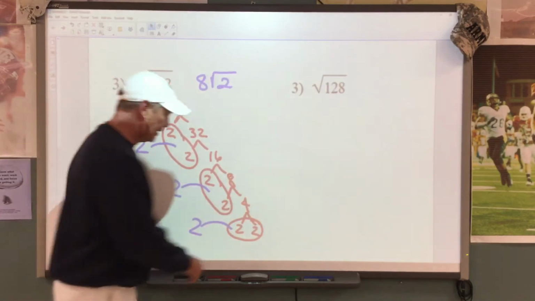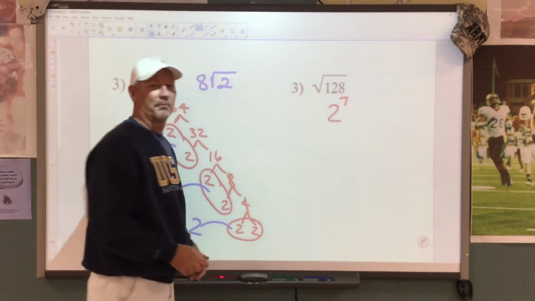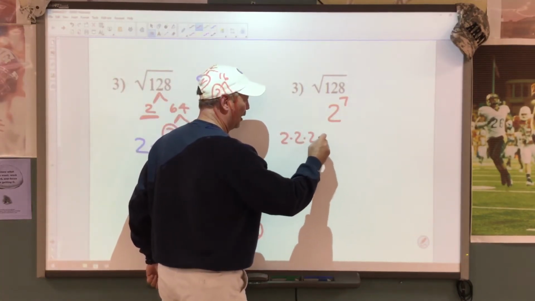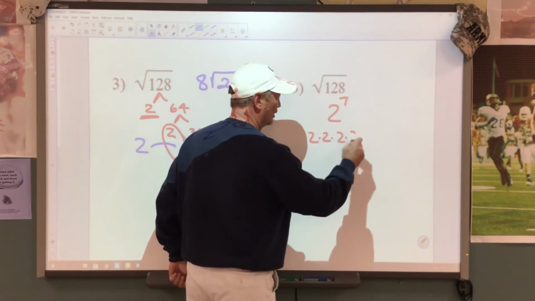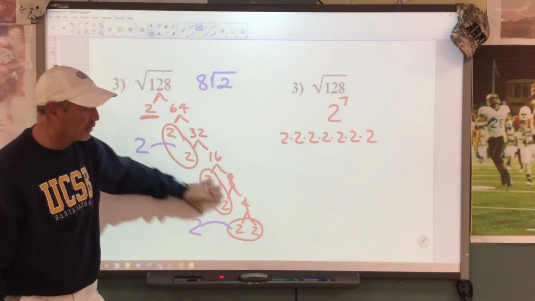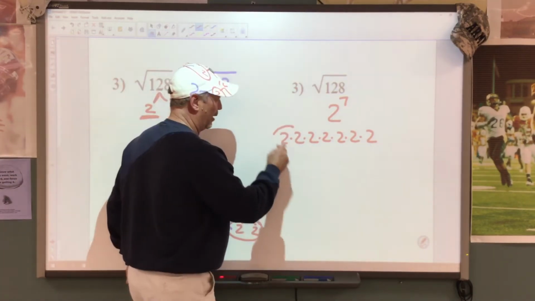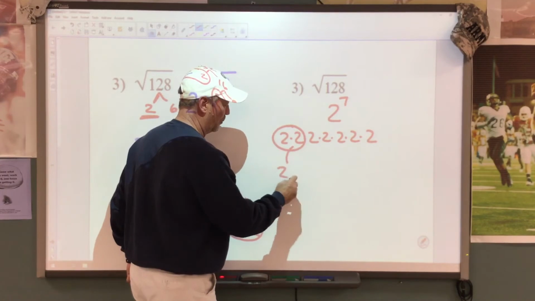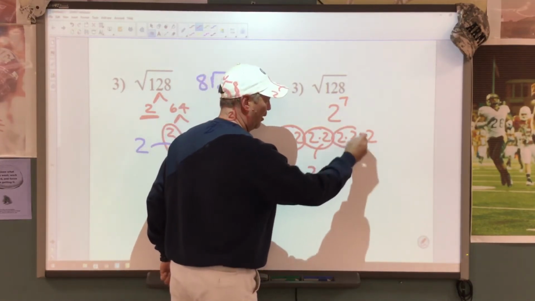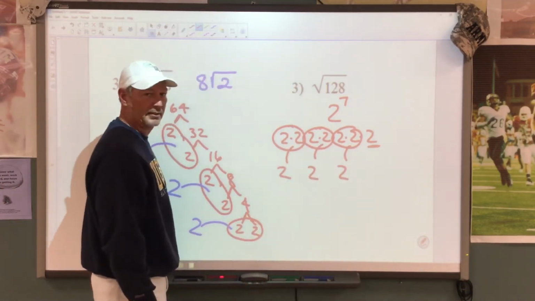It says that this is going to be 2 to the 7th power. To us, that means 1, 2, 3, 4, 5, 6, 7. It's the same thing as this factor tree, but we're just going to stretch it out. And here's a pair, which takes out a 2. Here's a pair, takes out a 2. Here's a pair, takes out a 2. And this guy is not paired up, so it will stay inside.